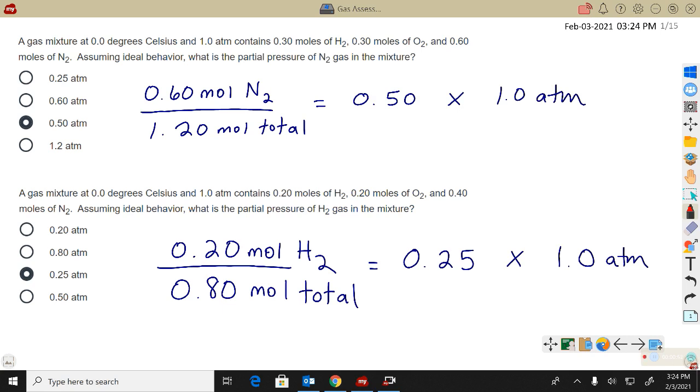So if 50% of the particles in a mixture are nitrogen, 50% of the collisions are nitrogen, and 50% of the pressure is nitrogen. If 25% of the particles are hydrogen, then 25% of the collisions are hydrogen and 25% of the pressure is hydrogen. Now, it didn't matter the identity of the gas. It's just about the number of particles and the number of collisions.